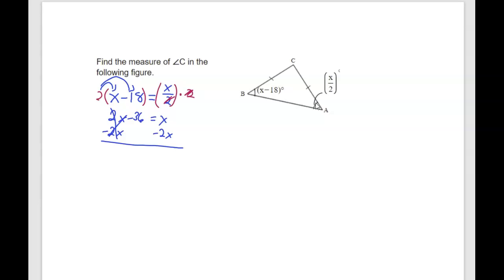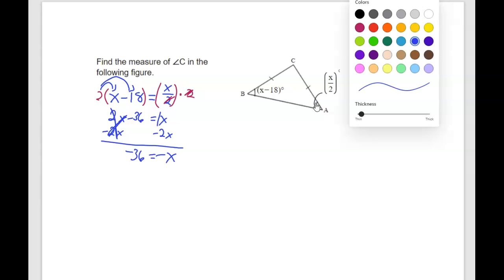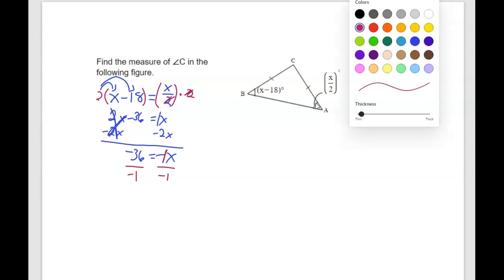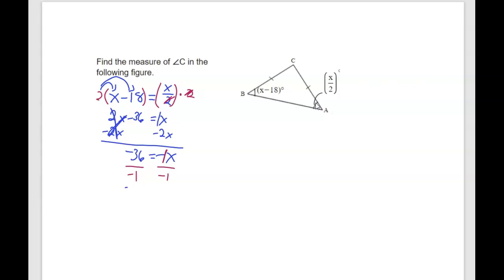So it should be 2x minus 36. I forgot to just multiply my 2 times my negative 18. Then I subtract the 2x from both sides, and I get a negative 36. 1x minus 2x gives me a negative x. Well, I can't leave it as a negative x, so this becomes a negative 1x. I divide both sides by a negative 1, and when I do that, that says that 36 is equal to x.